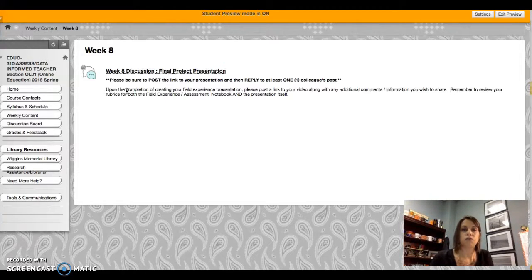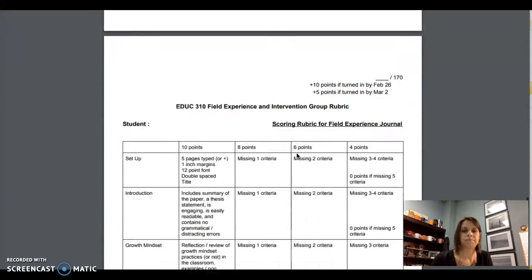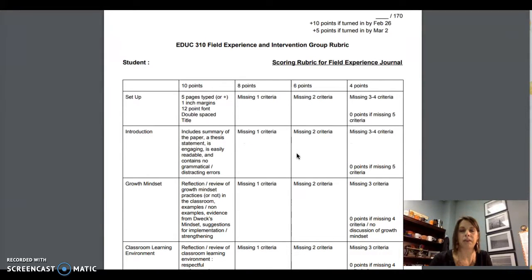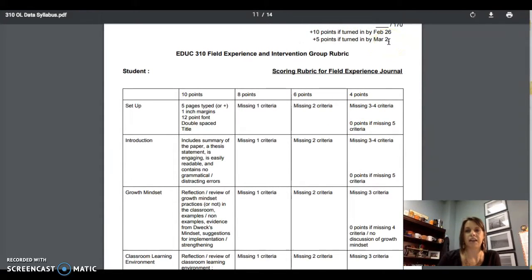Remember to look through those rubrics. So let's go back into the syllabus and scroll down to see exactly what will be required. I know some of you have been working on the field experience and everything to be able to turn it in early, because I did offer those early points. I'm still going to offer the extra 5 points if it's turned in by March 2nd. And so let's see what is required.